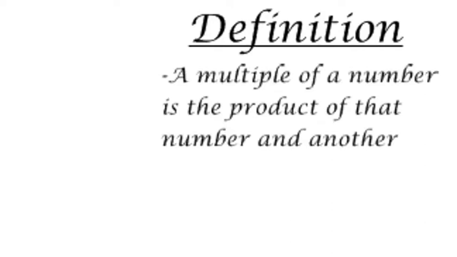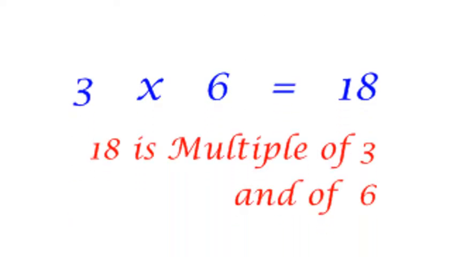A multiple of a number is the product of that number and another number when multiplied. If you think about 3 times 6 and how it equals 18, the number 18 is a multiple of 3 and of 6 because it took those two numbers multiplied to get 18.